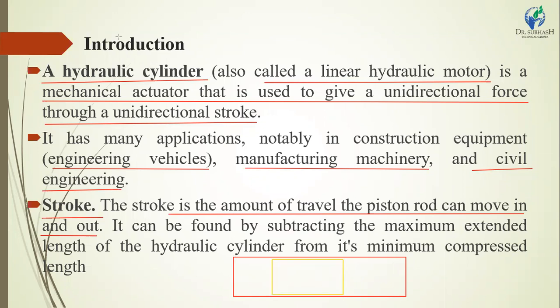The movement of this cylinder is from the left side or from the right side, and the working place, you have to consider, is the working area of travel of the piston in to out. Thus we can say this is the stroke. This is called the stroke or stroke length, where the piston moves in and out. It can be found by subtracting the minimum compressed length of the hydraulic cylinder from its maximum extended length.